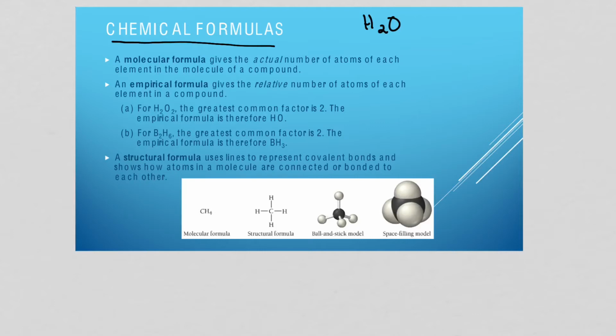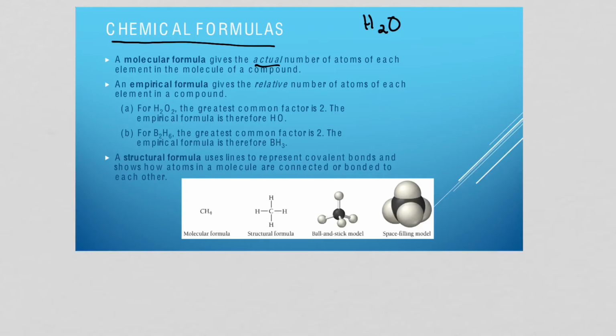That is a molecular compound. It gives the actual number of atoms of each element in the molecule of a compound. Now, another type of formula is called an empirical formula, right? This gives the relative number of atoms of each element in a compound. So it's sort of the simplified version, if you will.